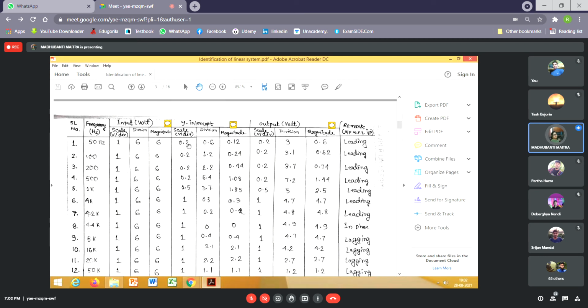Here the scale is 0.2 volt per division and the number of divisions is 0.6. Hence, for the first case, for the first frequency 50 hertz, the magnitude is 0.12. Right? Now, again, from the Lissajous pattern, we can measure 2B, that means the output.